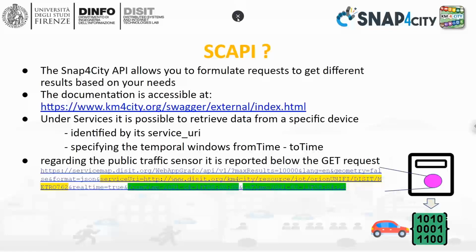For example, today it is the 3rd of July, so we want to retrieve, for example, the data from the 1st of July up to now, that is the 3rd of July. So, for example, regarding the public traffic sensors, below here I have reported the GET request, the request for the data. As you can see, there is a link, there is specified the service URI with this link, Metro 762, and also the from time parameter and to time parameter. Let's try it.